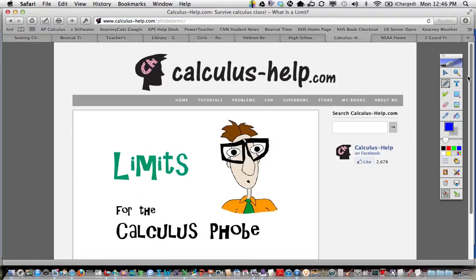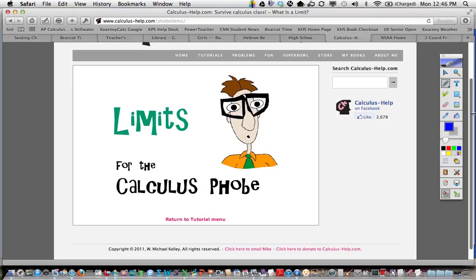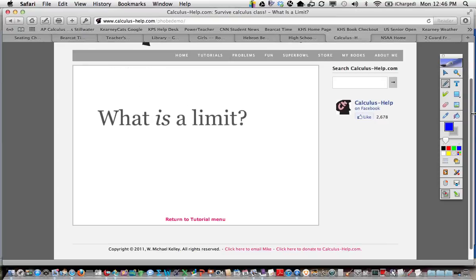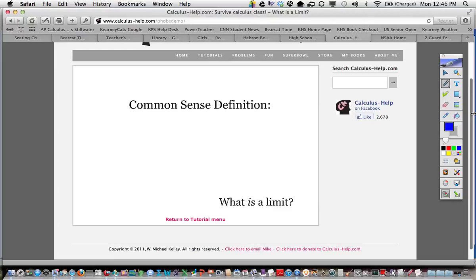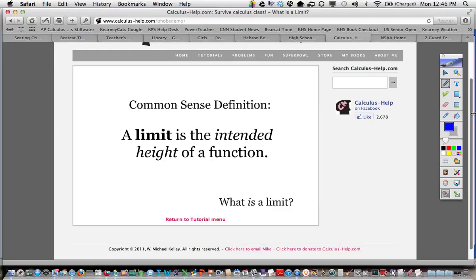All right. You may have heard a lot of talk about limits, but the plain fact remains, most people don't understand what a limit is. So for now, we're going to focus on what is a limit. We're not talking about derivatives here in this section. In basic terms, a limit is a height that a function intends to reach. That's pretty important, so let's say it one more time. A limit is the intended height of a function.